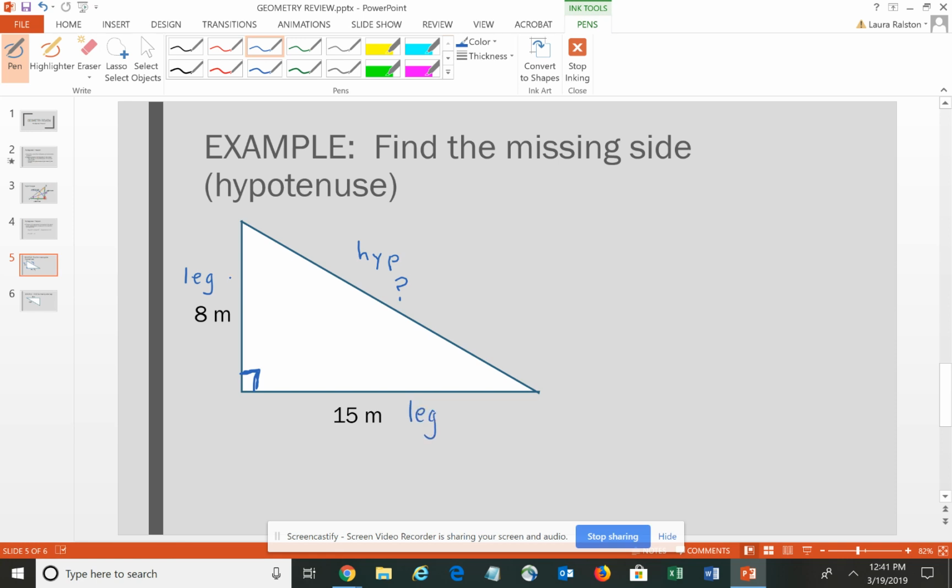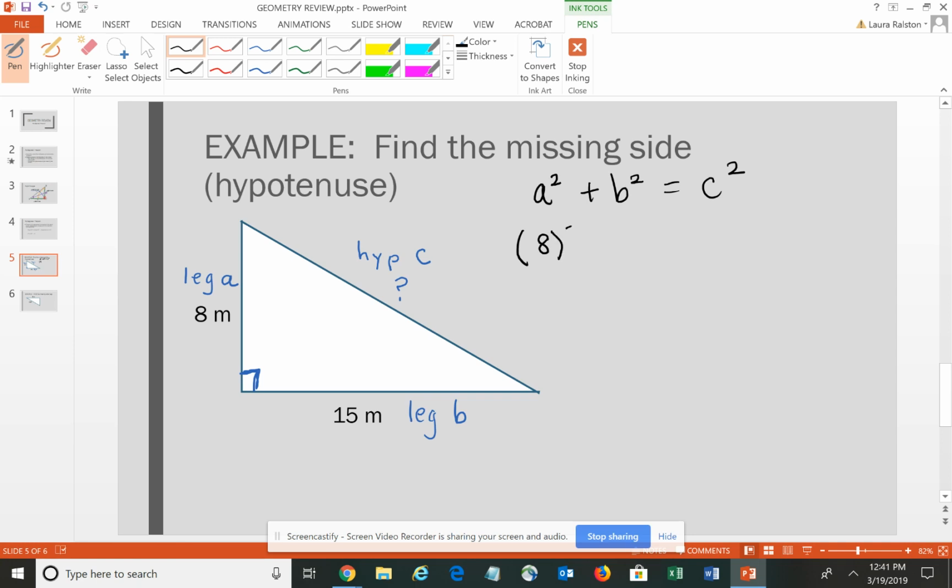Now, honestly, it doesn't matter which one I call A and which one I call B, so we'll call it leg A and leg B, and the hypotenuse, of course, is C. So, knowing two sides, I can find the third side using the Pythagorean Theorem, which, again, in standard form is A squared plus B squared equals C squared. So, it becomes kind of a plug and chug.